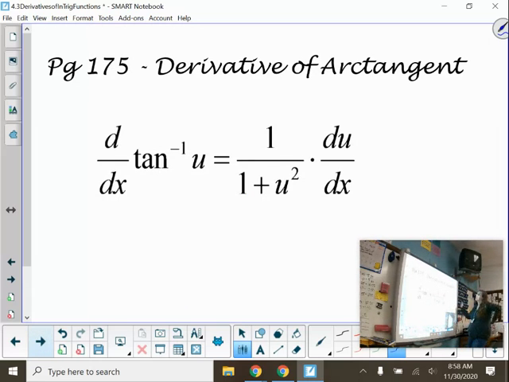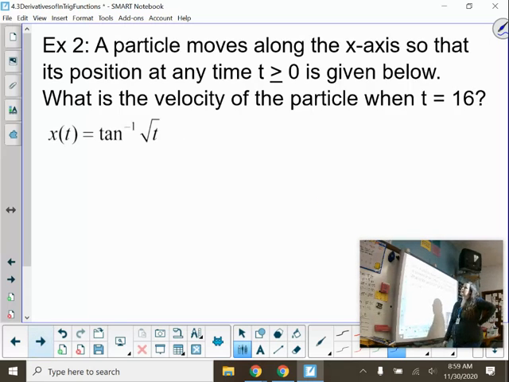Page 175 actually goes through the derivative of arctangent. So the inverse tangent of some u, this one's actually the simplest formula out of all of them. It's 1 over 1 plus u squared and then times the derivative of u. Tangent is actually the only one that doesn't have a square root in the solution. So it's typically going to be a little bit easier to work with than some of the others. And again, you do still have to multiply by that derivative of whatever your u is. And again, that's because of the chain rule.